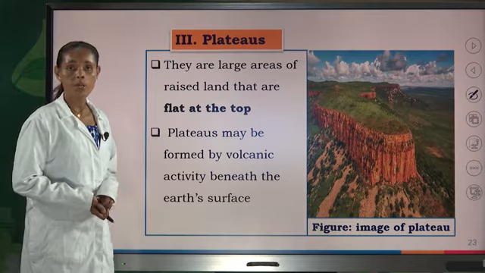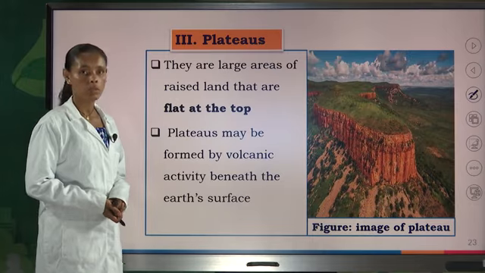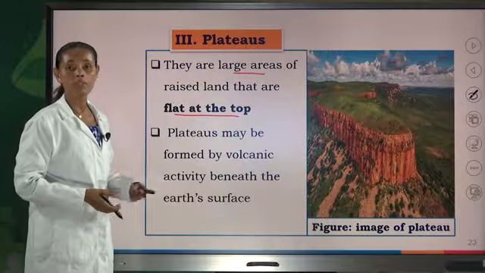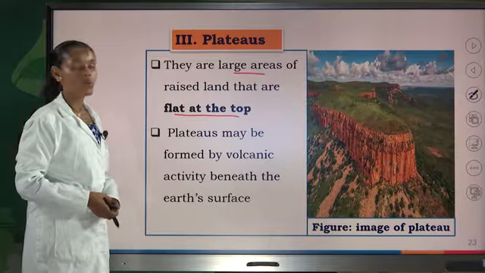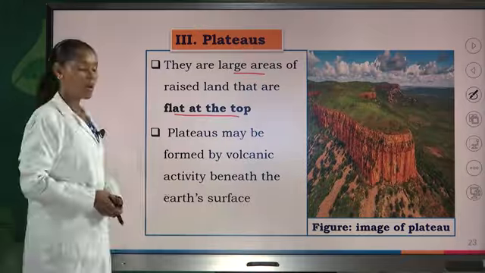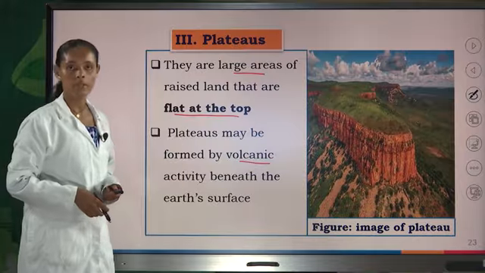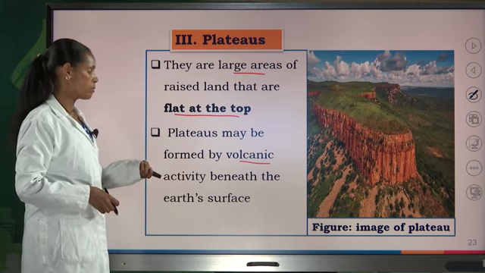The third major landforms in the world are plateaus. Plateaus are large areas of raised land that are flat at the top. As we have seen from the given image, this is the image of plateau. Plateaus may be formed by volcanic activity beneath the Earth's surface, similar to the formations of mountains.